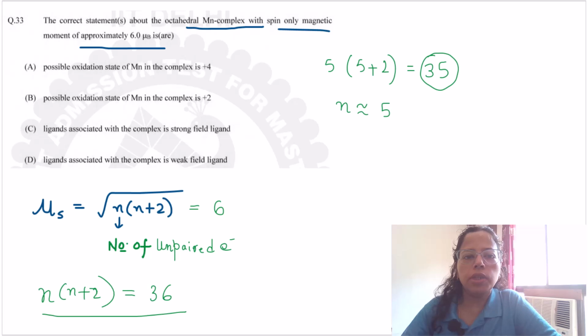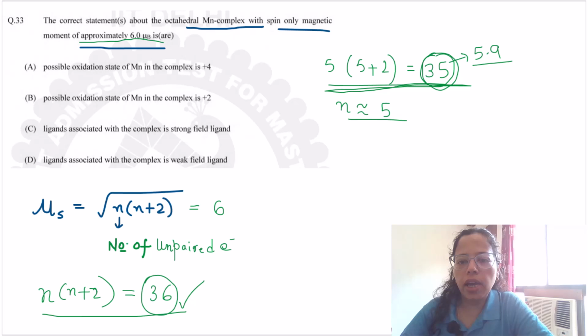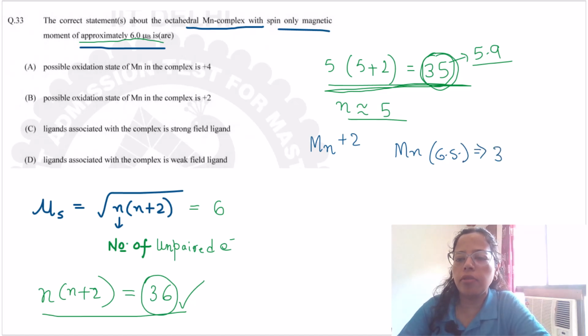You can note in the question that it gives an approximate value of the spin-only magnetic moment as 6. Approximately 6 means the square root of 35, which is around 5.9, an approximate value, and we have n equal to 5. Now if n is equal to 5, what should be the valence electronic configuration? We know that in this complex manganese is in the +2 oxidation state. For manganese in the ground state, the valence electronic configuration is 3d5 4s2.